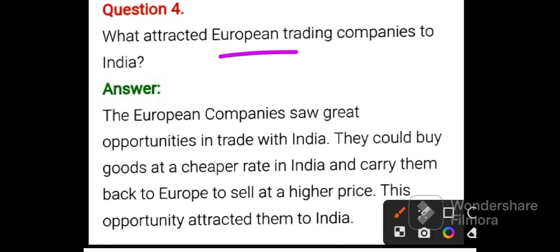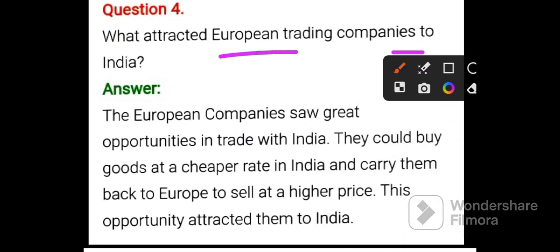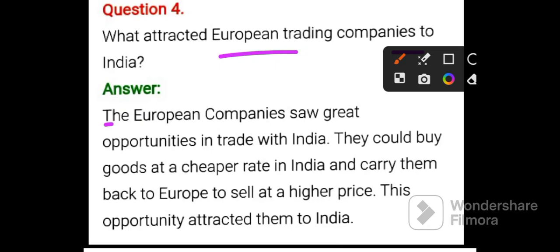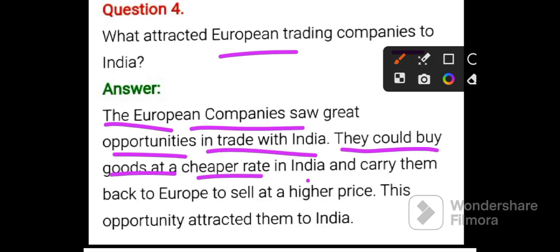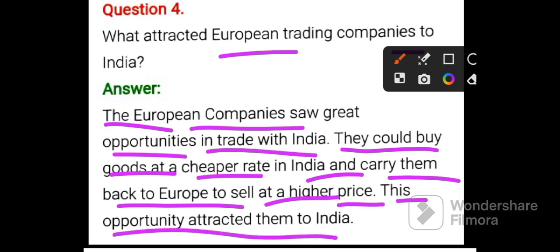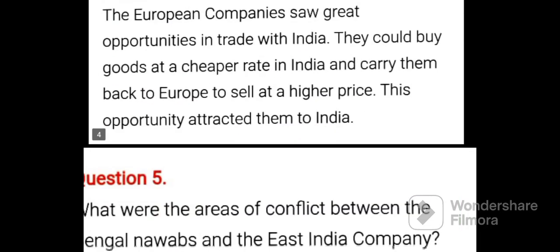Now question 4. What attracted European trading companies to India? So the answer: the European companies saw great opportunities in trade with India. They could buy goods at a cheaper rate in India and carry them back to Europe to sell at a higher price. These opportunities attracted them to India.